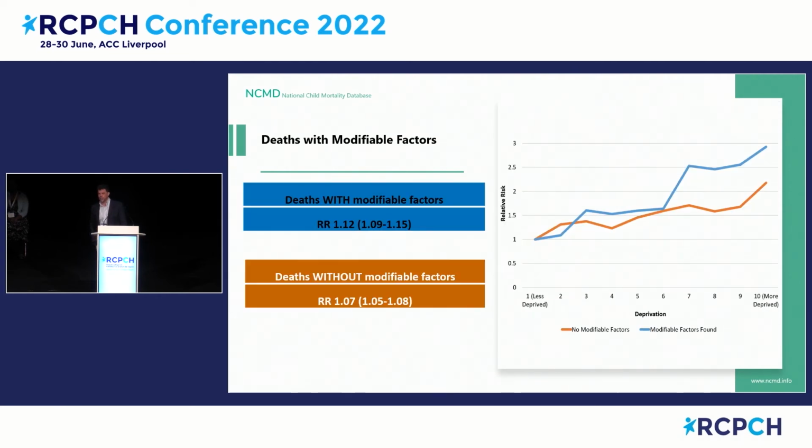And in fact, the relationship between modifiable factors and deprivation appears to be different. The blue line here shows the relative risk increasing as deprivation increases for children with modifiable factors at their death. The orange line shows those children who didn't have modifiable factors at their death. And there does appear to be a different relationship with the measures of deprivation.